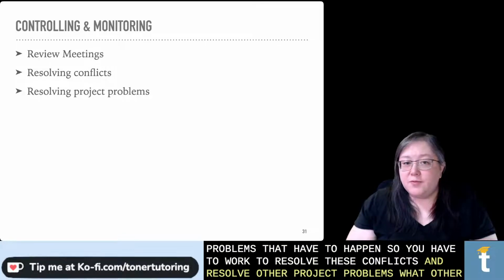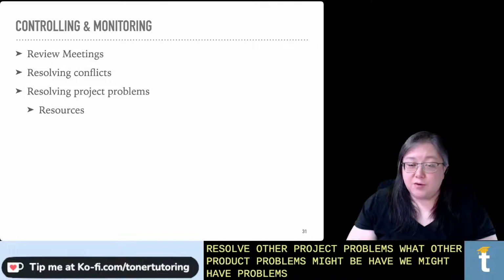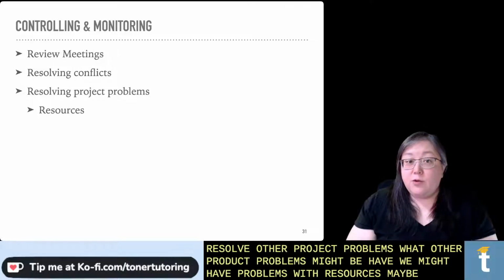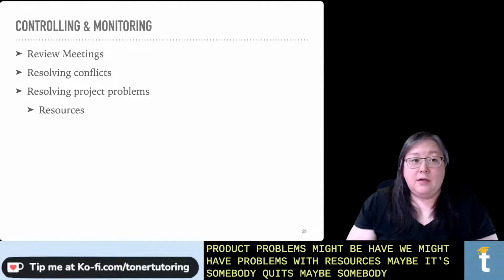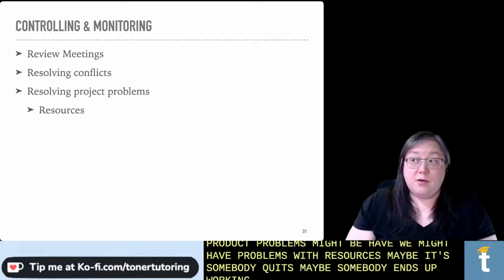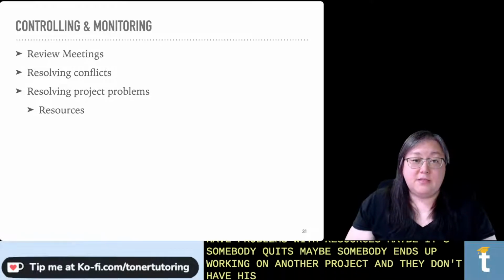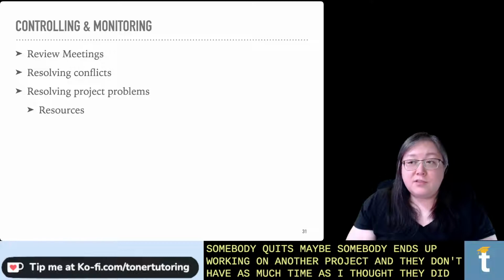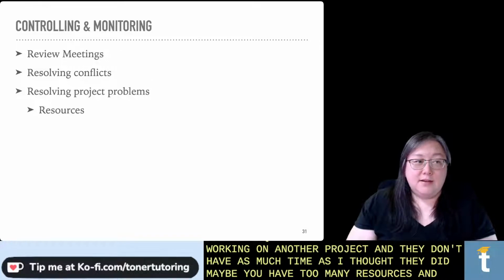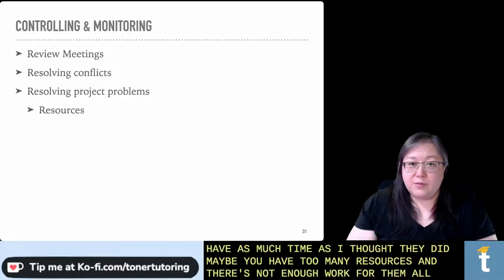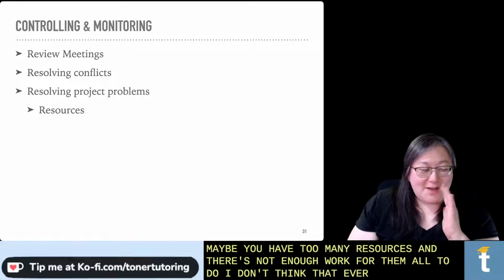What other project problems might we have? We might have problems with resources. Maybe somebody quits. Maybe somebody ends up working on another project and they don't have as much time as they thought they did. Maybe you have too many resources and there's not enough work for them all to do. I don't think that ever really happens.